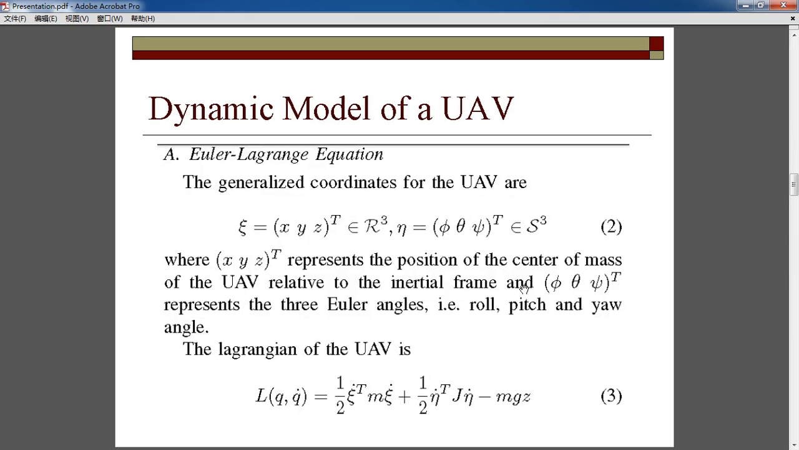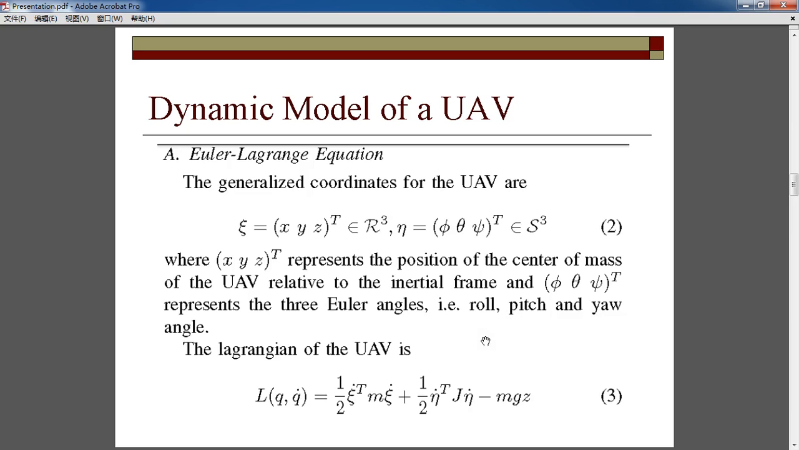Let's then talk about the dynamic model of a UAV. The dynamic model of a UAV is derived from the Euler-Lagrange equation. The generalized coordinates for the UAVs are represented like this, where xyz represents the position of the center of mass of the UAV relative to the inertial frame, and phi, theta, psi represent the 3 Euler angles, that is, roll, pitch, and yaw angles.